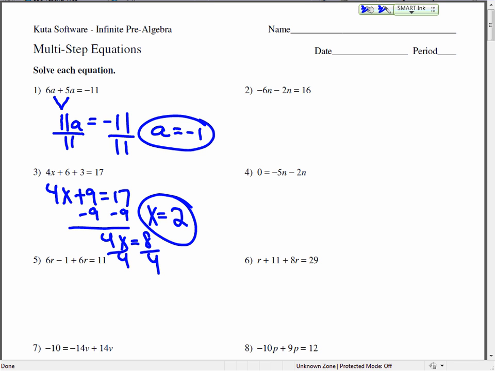What do you mean you don't understand the first one? What's 6a plus 5a? 11a. I divided by 11, or multiply by 1 over 11. Thank you, sir. Okay.